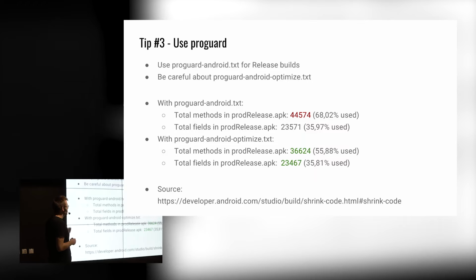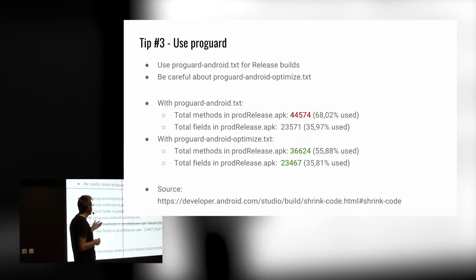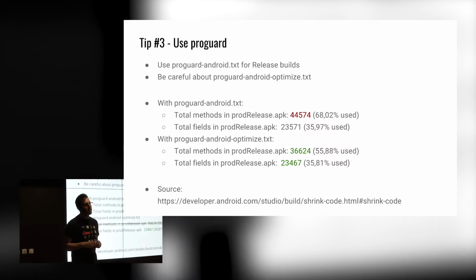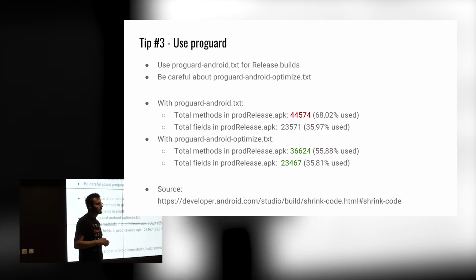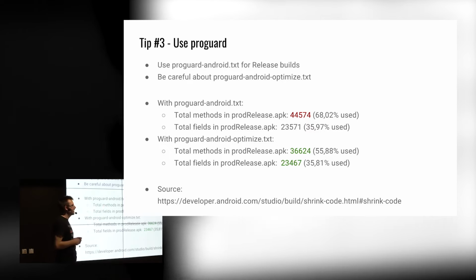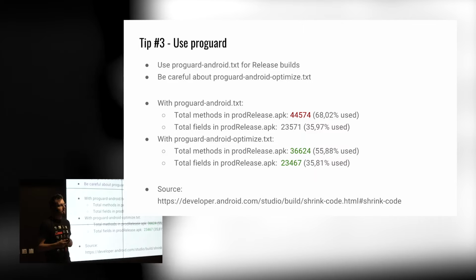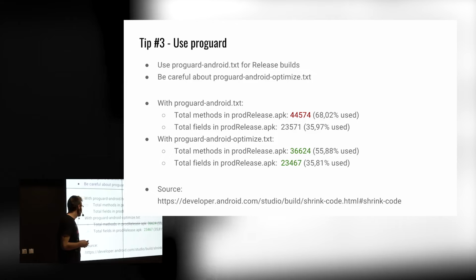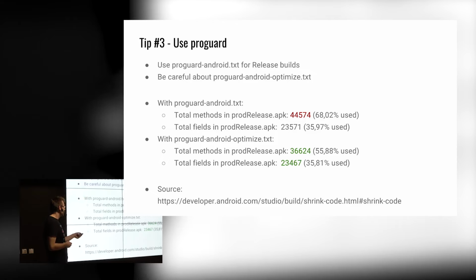On my medium-sized project, you can see I've saved about 9,000 methods with that. But be careful about that, because when you use it, it sometimes can remove some methods or fields you're using in your app, and the application can start crashing. It's a long process when you want to use it, because then you need to specify some ProGuard rules and so on. You can take a closer look at it on the Android sites.